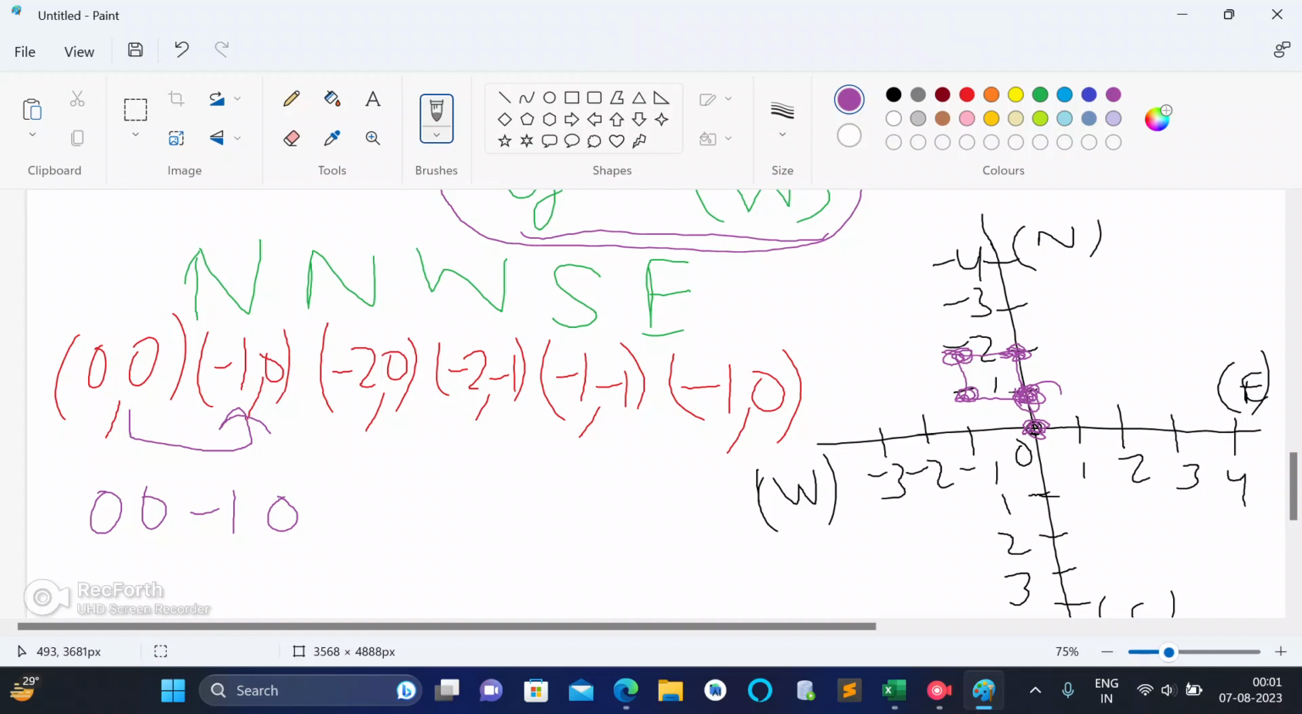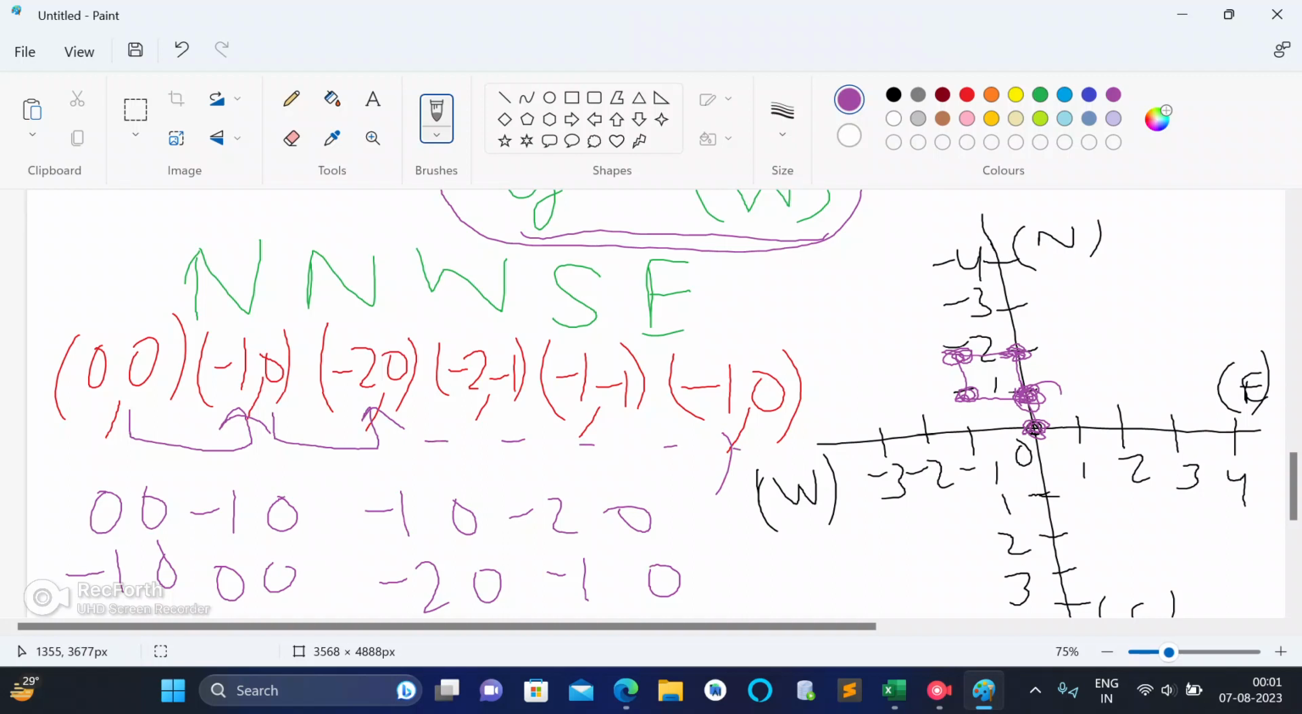Okay, this is the forward path which I will save. Another path which I will save is the reverse path, that is minus 1, 0, 0, 0. I will save these two paths. When I am traversing from minus 1, 0 to minus 2, 0, I will save two paths. The first path I will save is minus 1, 0, minus 2, 0. And the second path I will save is minus 2, 0, minus 1, 0.